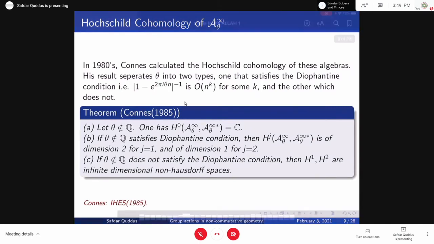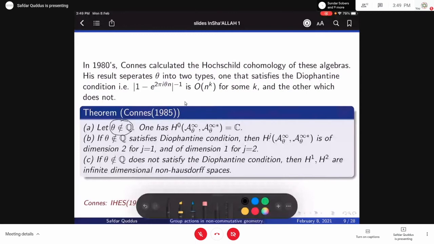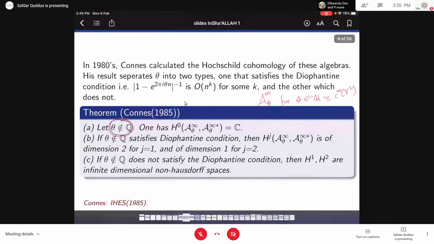One thing to note here is that theta is irrational, because if it is rational, then A theta infinity for rational theta is the same as, or similar to, C of the torus. This is actually Morita equivalent. So we are looking at only irrationals. For irrationals, this is how it split.